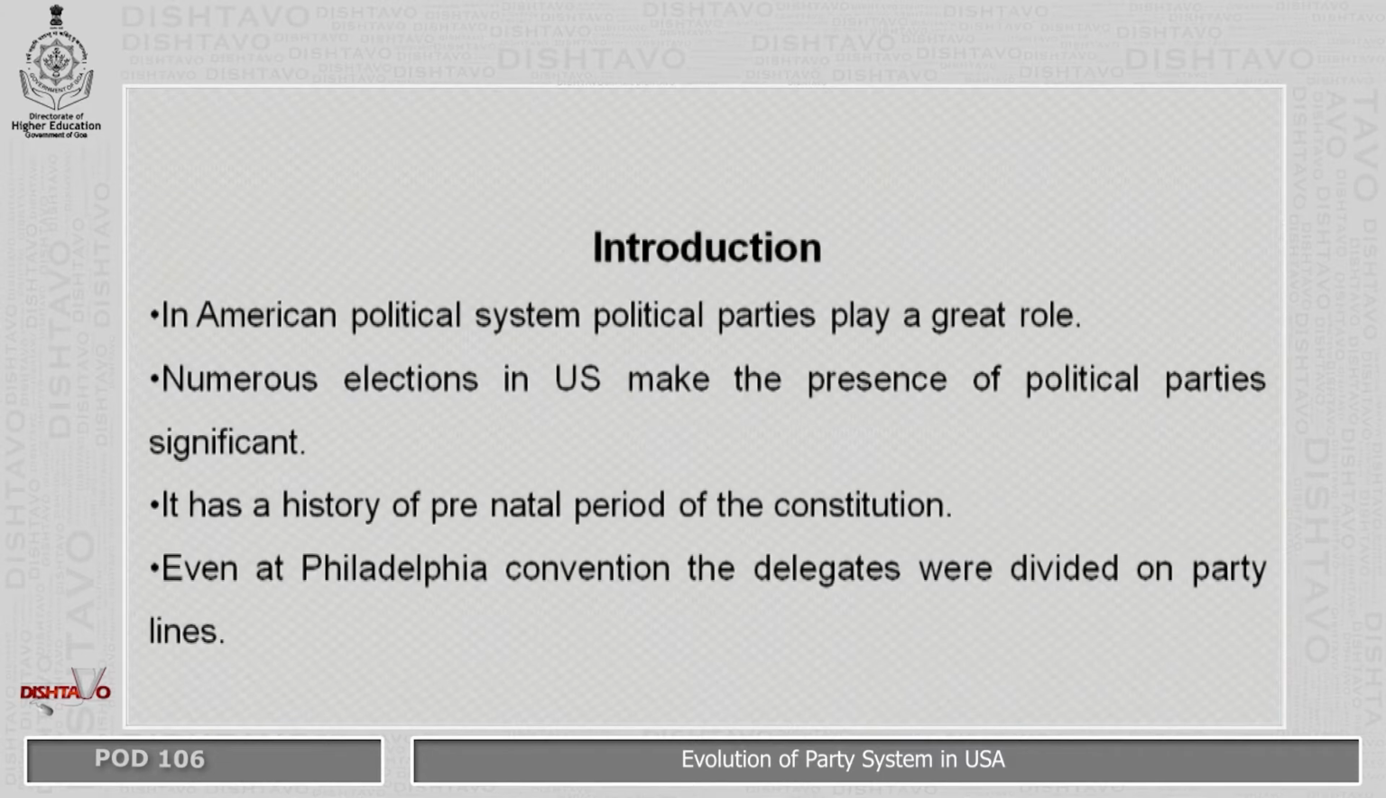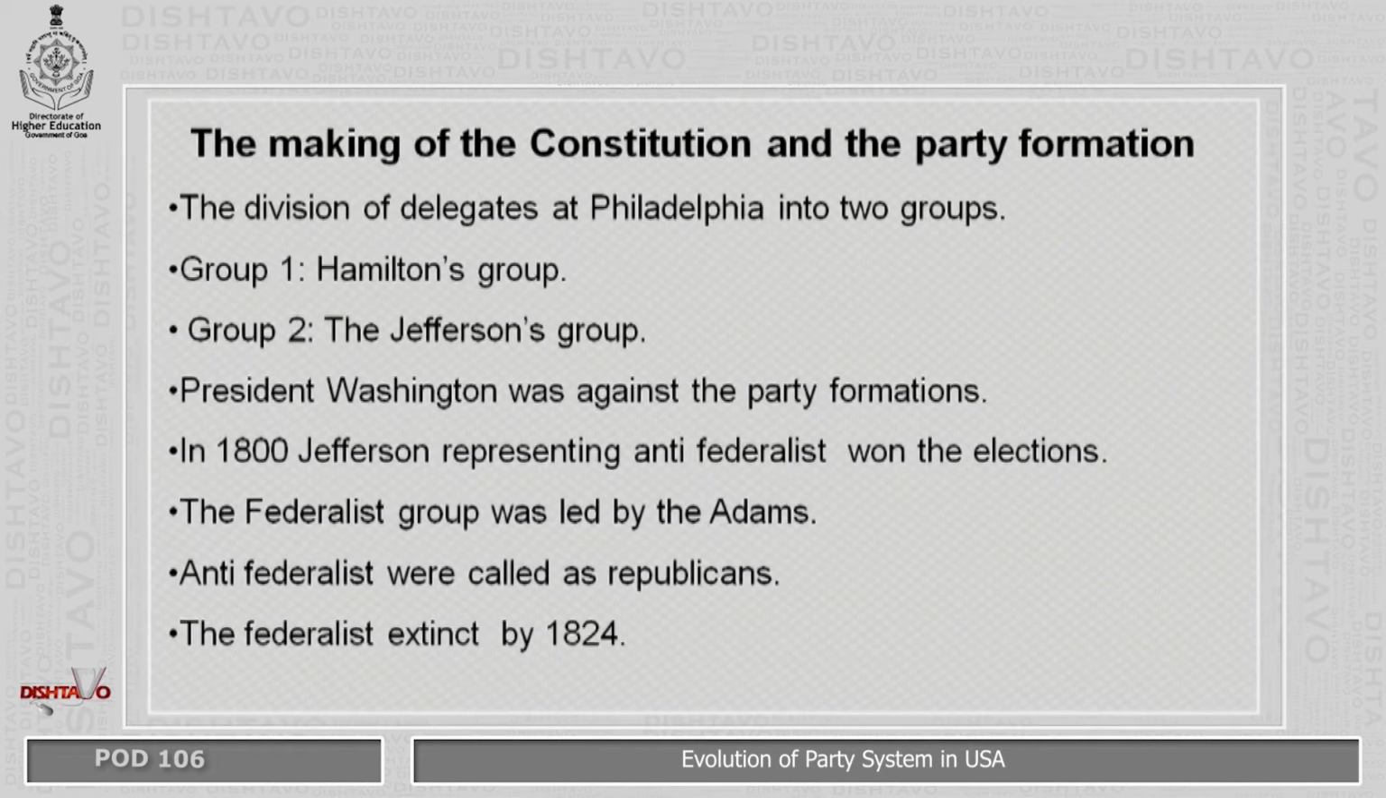So students, in the American political system, political parties play a great role. Actually, it is an extra-constitutional growth. It means that even before the constitution could be formed, the political parties were already created. There were already two groups named the Federalists and the Anti-Federalists. During the Philadelphia Convention, they were already divided into different groups, on the basis of political orientation. Hence, political parties have a very long history in terms of the formation of the USA, the making of the constitution and the party formation.